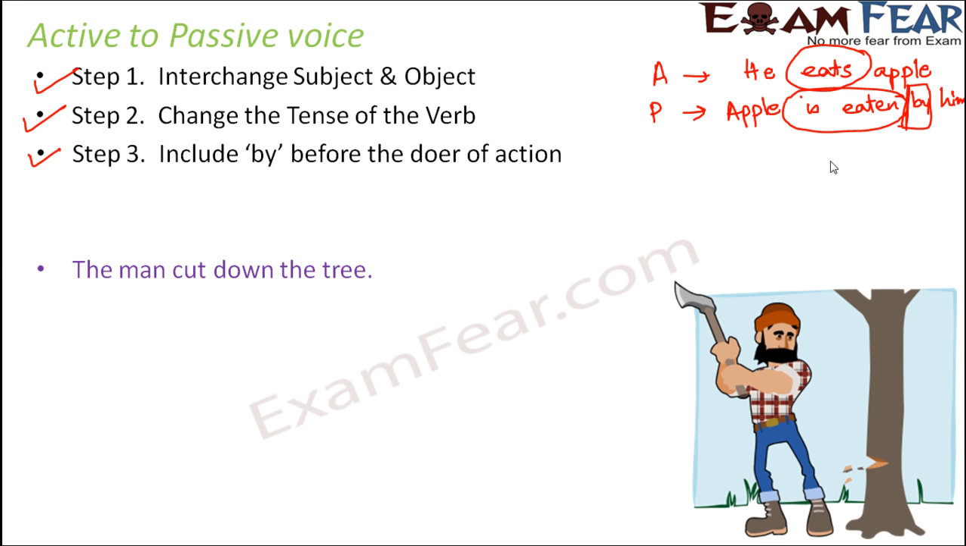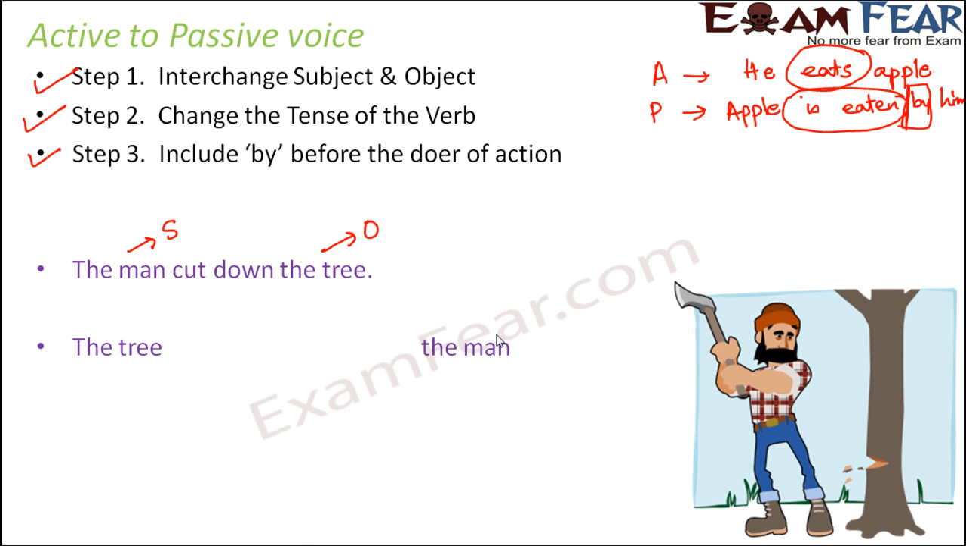The man cut down the tree. In this case, the man is the subject and the tree is the object. As per the steps given to us, what is our step 1? Interchange the subject and the object. So we have put the object first and the subject at the last. We have interchanged the subject and the object.